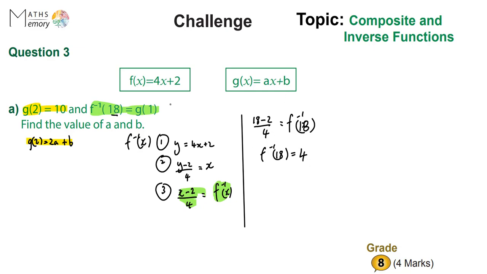Now this equals g of 1. So g of 1 simply means wherever we see x, we plug in 1. So g of 1 simply equals a times 1, or 1a, or simply a plus b. So we have that equation over here.